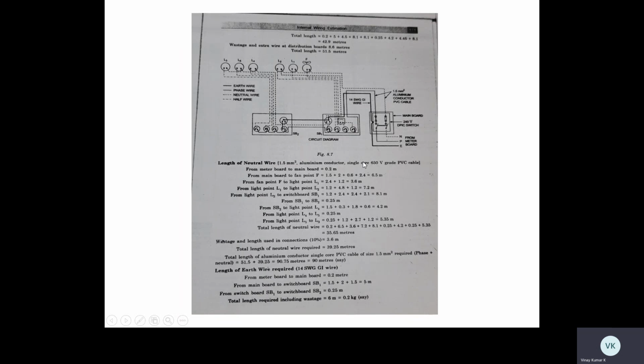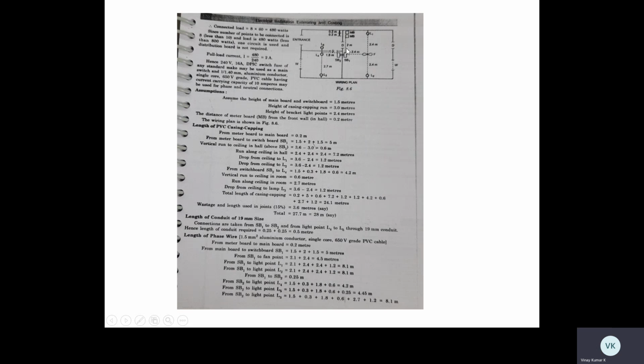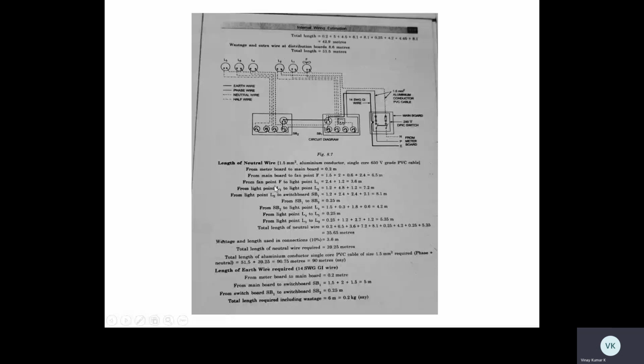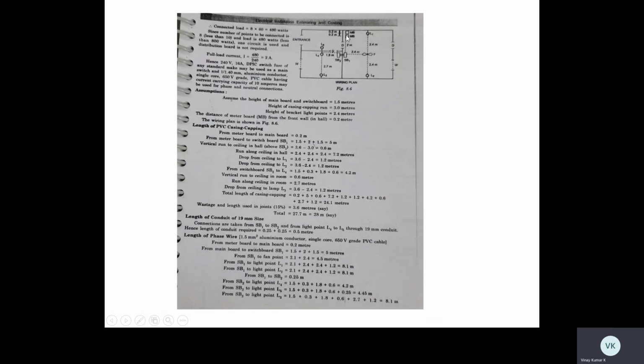Similarly, neutral. How do we need to go for neutral? Neutrals are normally from main board to fans, fan to lamp, lamp to lamp, like that. Because the common neutral will be connected at the switchboards, that's why the neutrals are normally linked here. This is SB1 and SB2. From fan 1 to neutral, fan 1 to lamp 1, lamp 1 to lamp 2, from lamp 2 to main board, like that. From main board to fan.